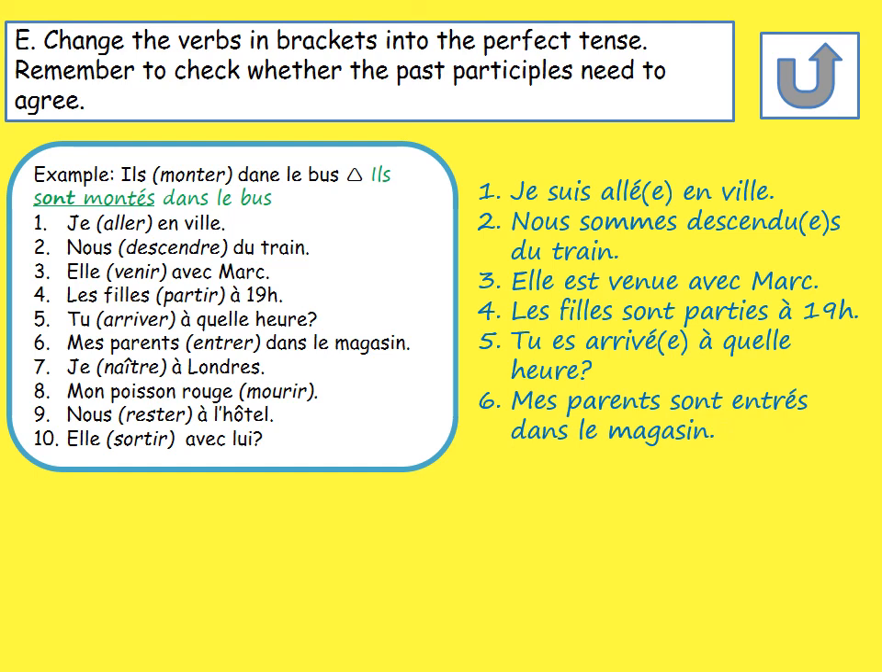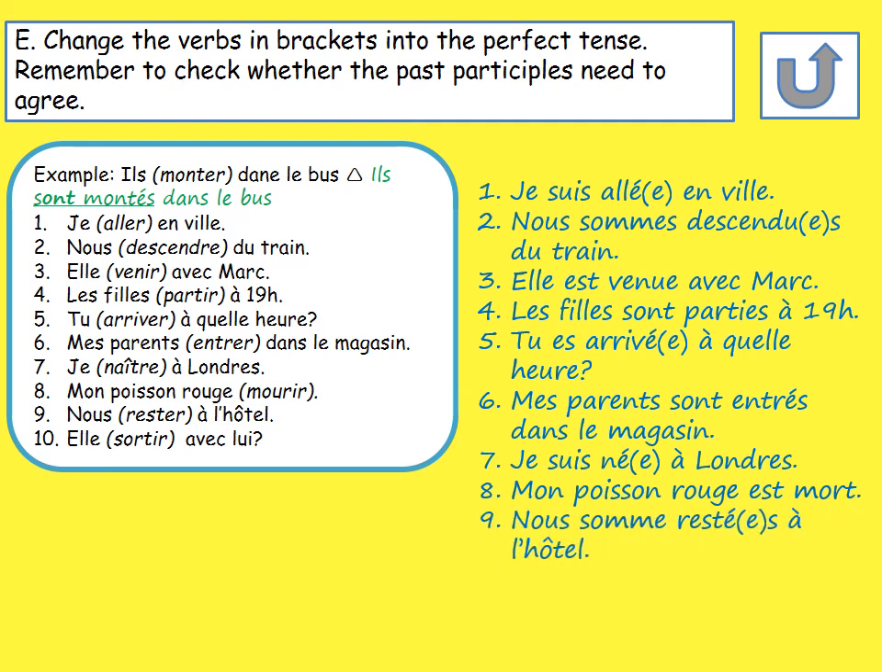Numéro 6. Mes parents sont entrés dans le magasin. My parents went into the shop. Je suis né à Londres. I was born in London. Literally, the French say I am born. Mon poisson rouge est mort. My goldfish died. Nous sommes restés à l'hôtel. And numéro 10. Elle est sortie avec lui.